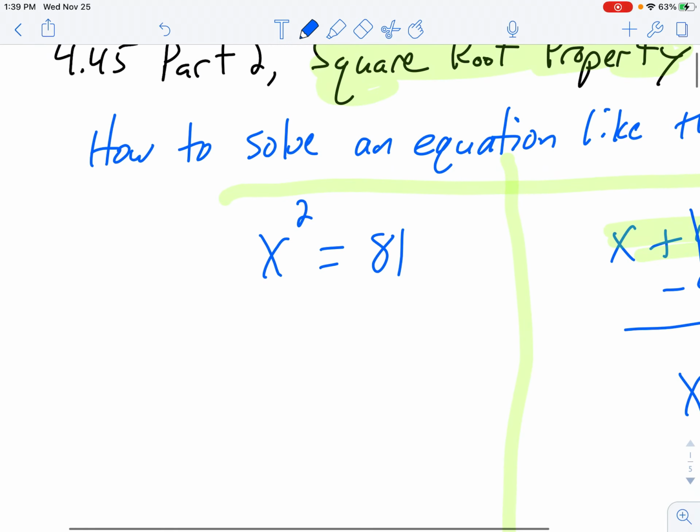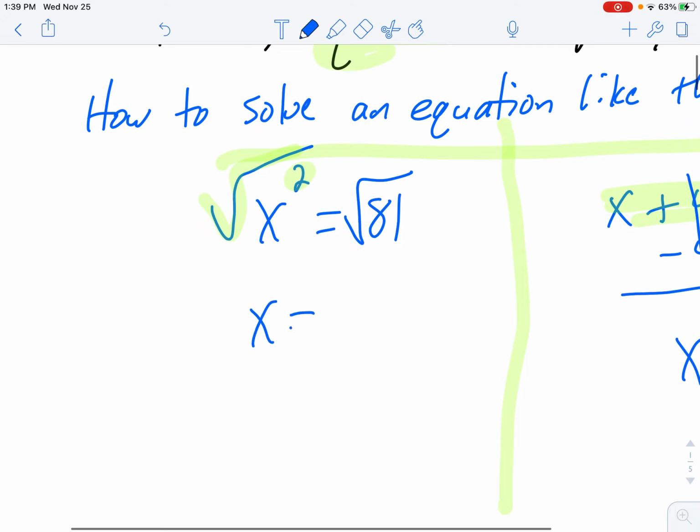Same thing on a square root property. What's being done to x? It's being squared. What's the opposite of squaring? Square rooting. You square root both sides. A square and a square root cancel out. We did that in the previous lesson. That gives you x. What's the square root of 81? 9. And you're like, oh, there's my answer. I'm done. But not exactly.